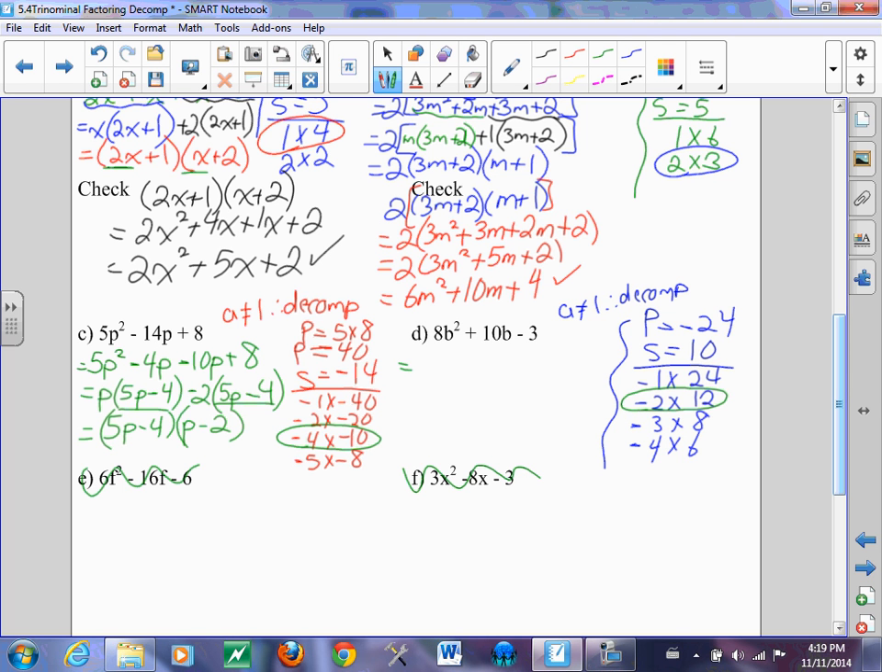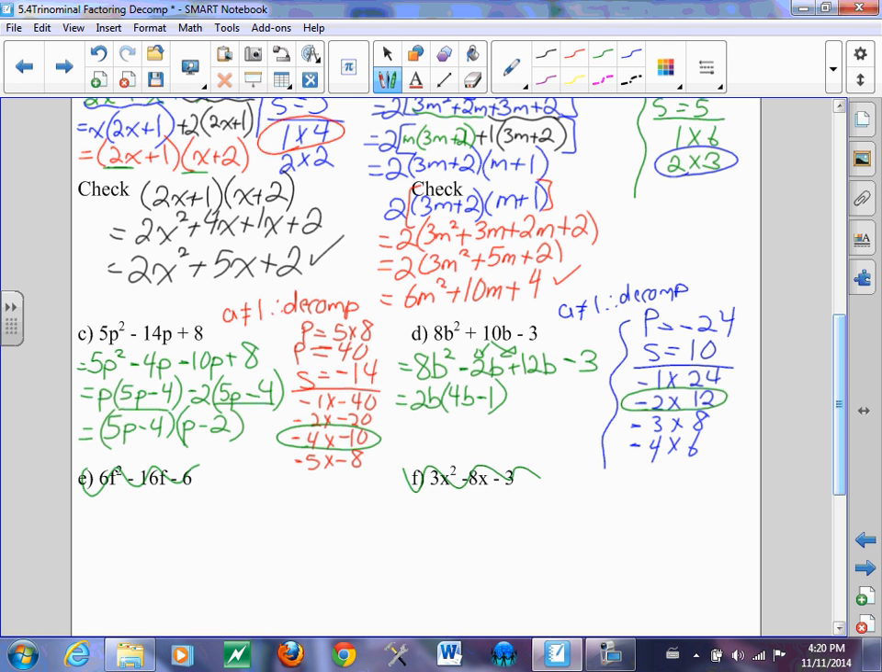So taking a look at this, ladies and gentlemen, we've got 8b squared. Split the middle term into negative 2b and plus 12b and minus 3. Put your last term in. What's common in the first 2 terms, ladies and gentlemen? Hopefully you see that you have a 2b common, so you're left with 4b minus 1.